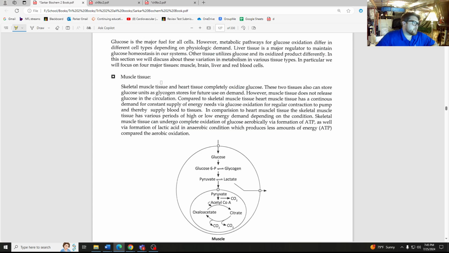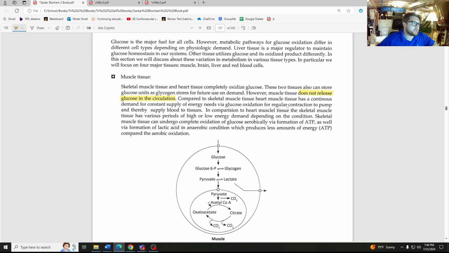So in the muscle tissue, skeletal muscle tissue and heart tissue completely oxidize glucose. These 2 tissues also can store glucose units as glycogen stores for future use on demand. However, muscle tissue does not release glucose into the circulation, so once it's in the muscle tissue, it doesn't leave. Compared to skeletal muscle tissue, heart muscle tissue has a continuous demand for a constant supply of energy via glucose oxidation because of the regular contraction to pump and thereby supply blood to tissues.